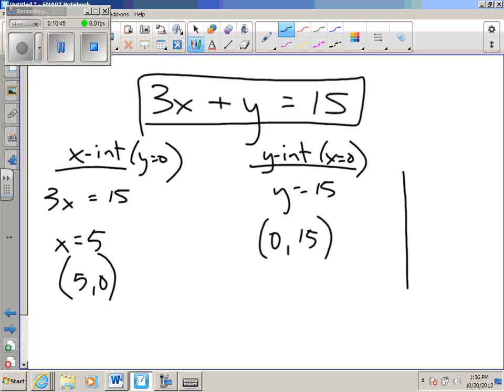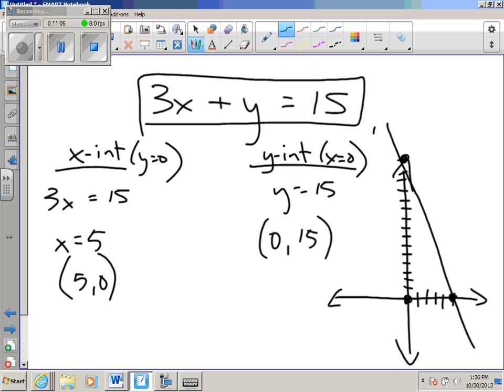Then over off to the side, let's graph these 2 points. 1, 2, 3, 4, 5. There's that first point. And then 0, 15. 1, 2, 3, 4, 5, 6, 7, 8, 9, 10, 11, 12, 13, 14, 15. There's my 15. Draw your line through the 2 points. But you wish you had known that for today. Save you a lot of time.